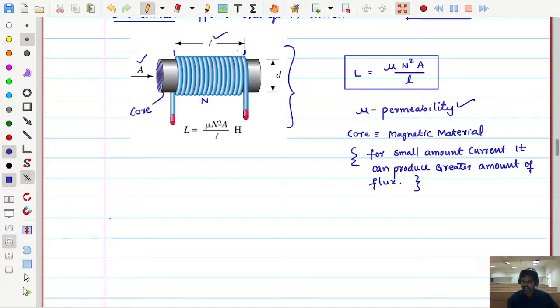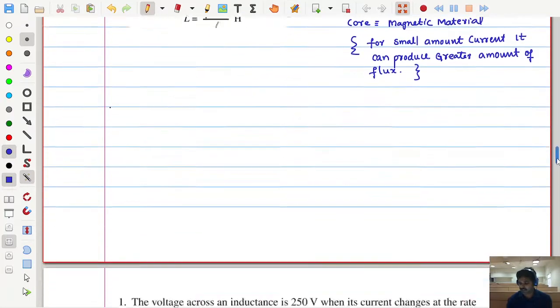So with these dimensions we can get the inductance L which is equal to mu n square A by L. Clear? Capital L is the inductance, and this permeability can be written as mu naught into mu r. Mu naught is the air or free space permeability, mu r is the relative permeability. For air, mu r is equal to 1. We see these discussions in the magnetic circuit in detail. Now let us leave this history here. Just try to understand that with these dimensions we can get this amount of inductance value.